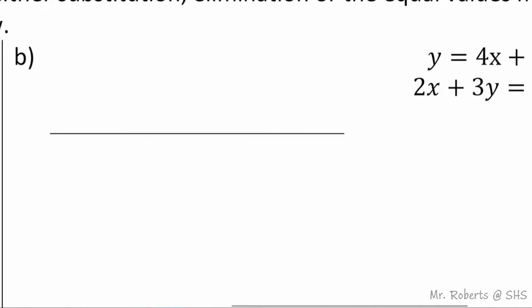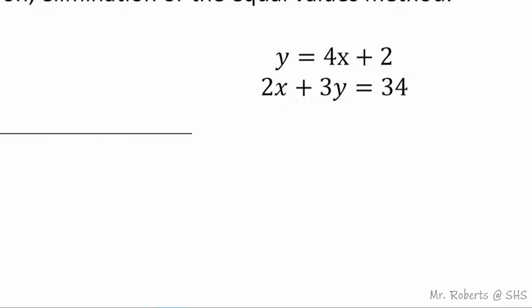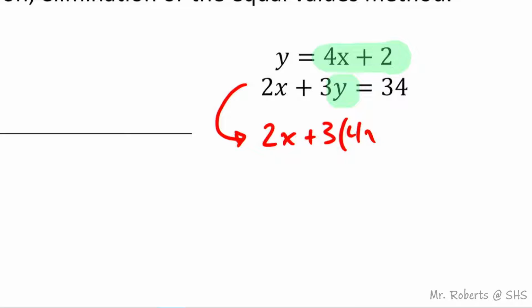Part B, as I look at this equation, this is a great candidate for substitution. If I look at it, the top equation tells me I have this value of y, right? 4x plus 2 is equivalent to y. So what I can do is I can replace y in the second equation with this thing that's equivalent to it. So I'm going to rewrite the second equation. When I rewrite it, using substitution, I'm going to get 2x plus 3 times y. Y is 4x plus 2, substituting in from the first equation, and that equals 34.